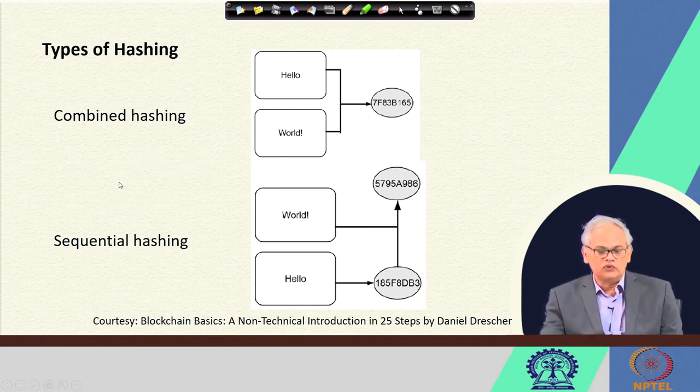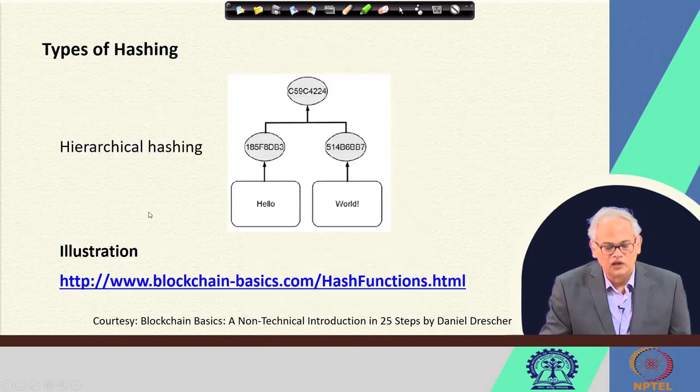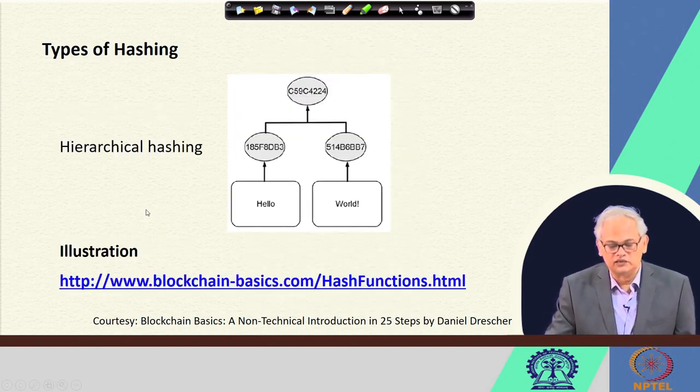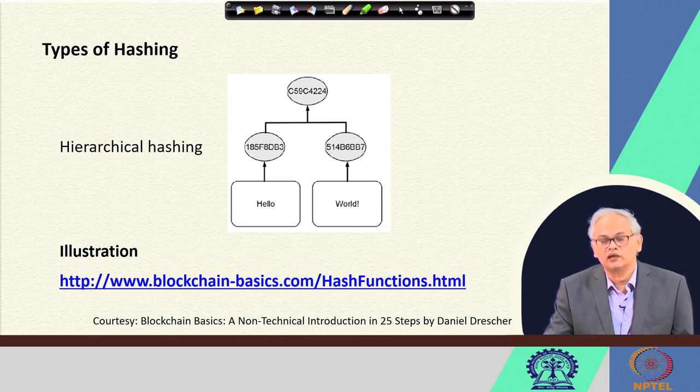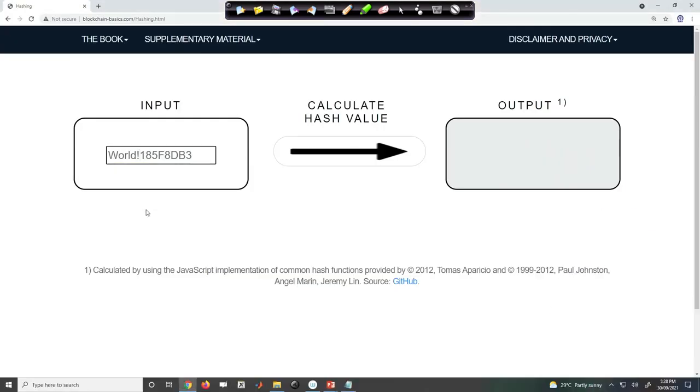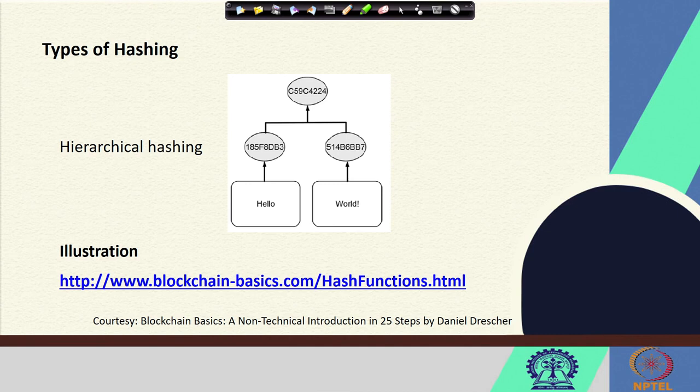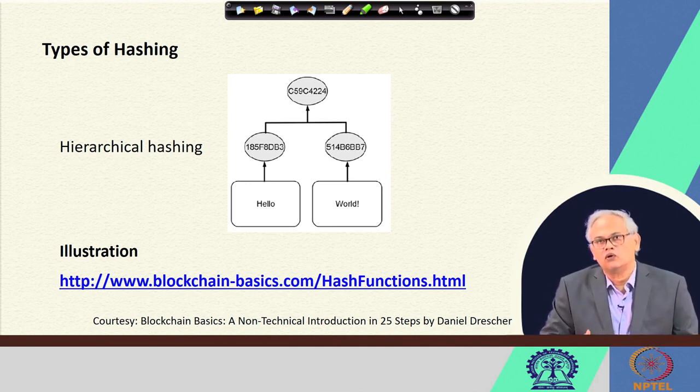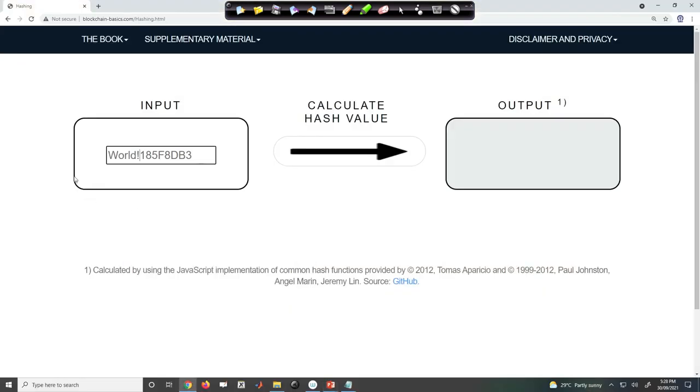And then finally, we take a look at hierarchical hashing. Here we first hash hello and get an output, and then we hash world exclamation independently. Then we get back to these two hashes and apply the hashing on that. So, let us try to do that. First, we have this hello, and we get this as the output.